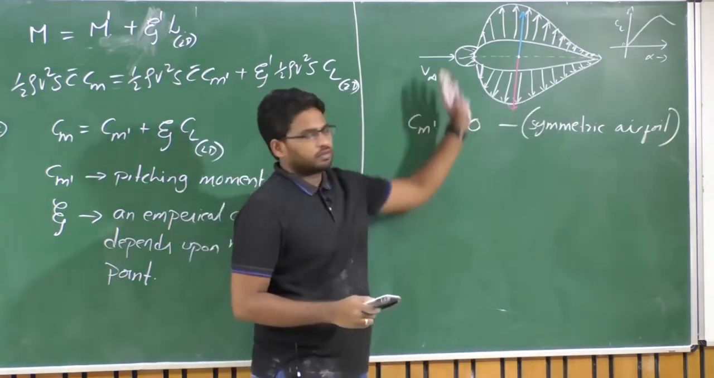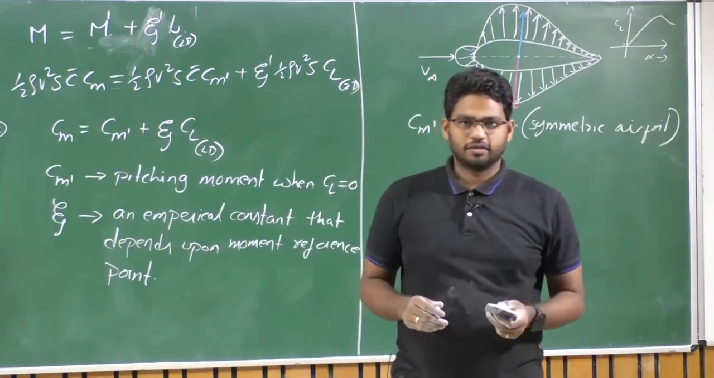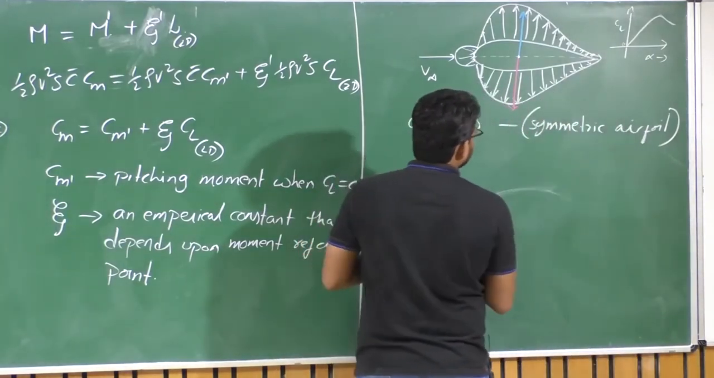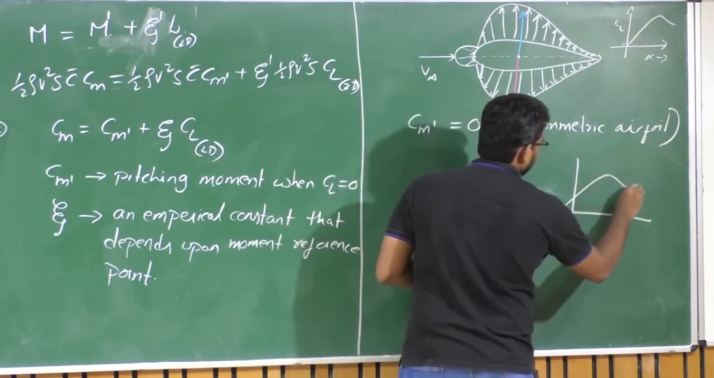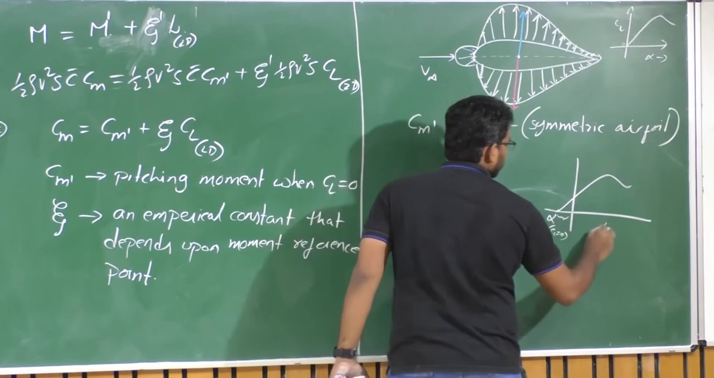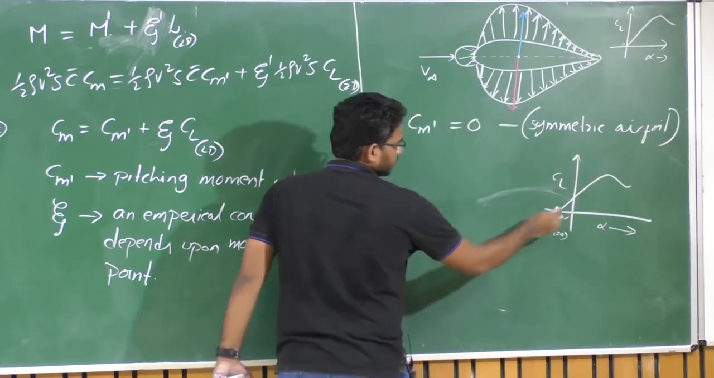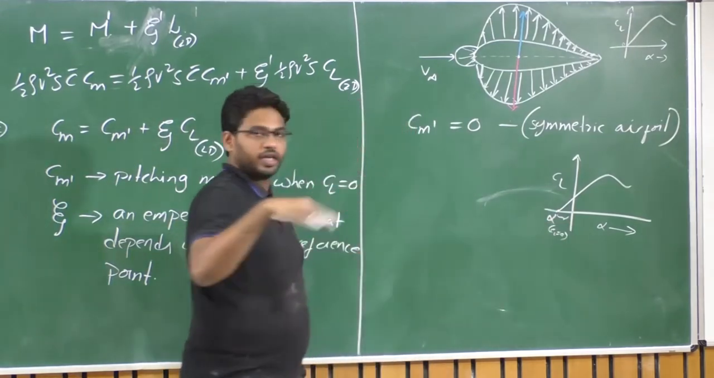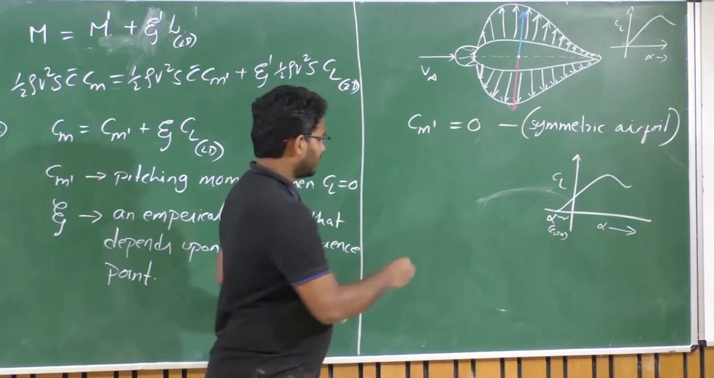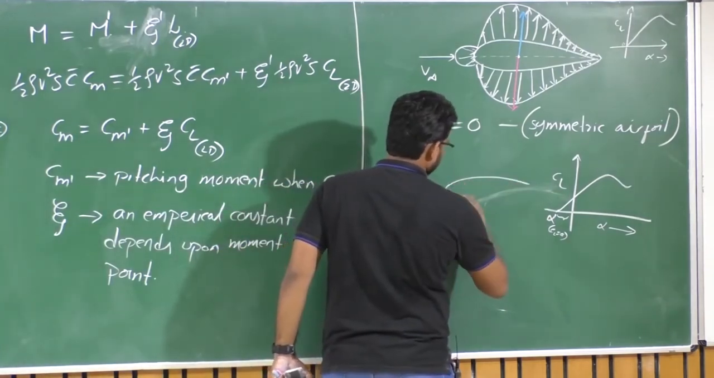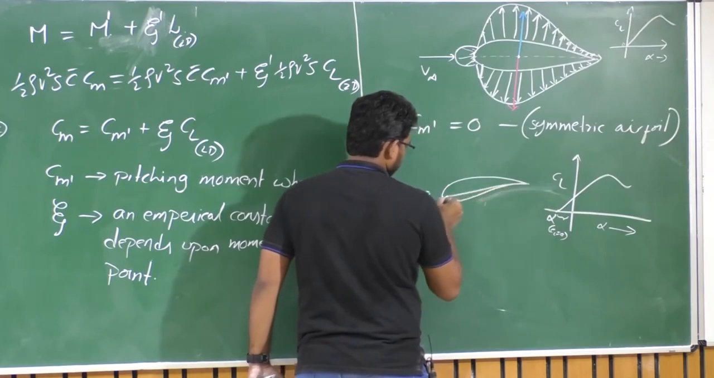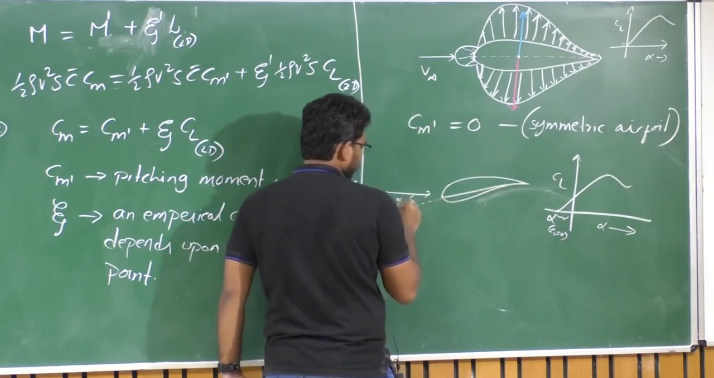Right. So in case of a cambered aerofoil, what should be the condition when lift is zero for a cambered aerofoil? For a cambered aerofoil, I need to orient it at a negative angle of attack. The alpha at which CL is zero is negative. This is alpha, this is CL. So this is my negative angle of attack at which I have to orient this cambered aerofoil with respect to the flow so that lift is zero. This is that alpha at which CL is equal to 0.